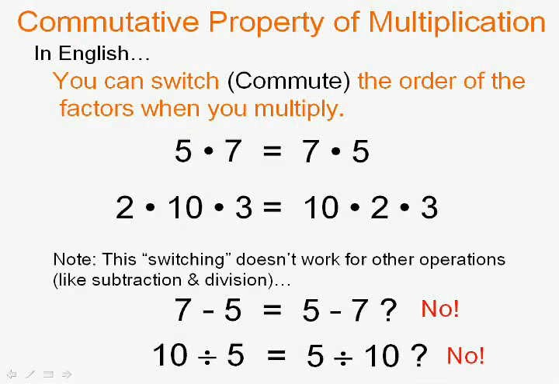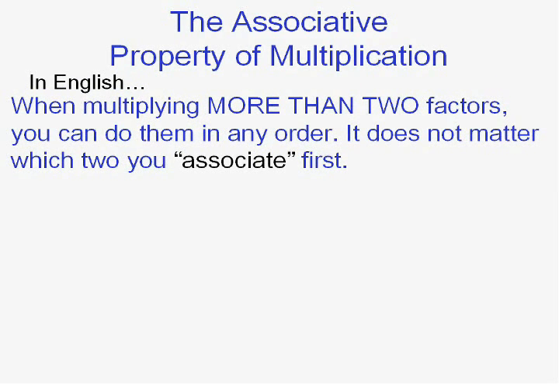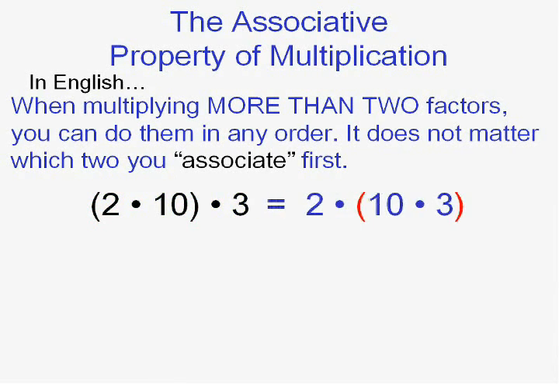The next property is often confused with the commutative property. It's the associative property of multiplication. Because the order of something changes, it's just not the order of the terms. When you're multiplying more than 2 things, so 3 or 4, usually 3, you are allowed to multiply them in any order. Doesn't matter which 2 you associate first. Now note this problem here. 2 times 10 times 3 is the same, obviously, as 2 times 10 times 3. Note that the order did not change here. 2, 10, and 3 is still in the same order. But the parentheses are telling me to actually execute a different part of the problem first.